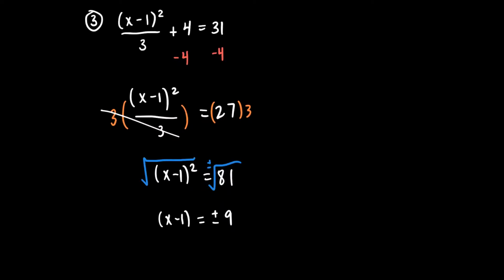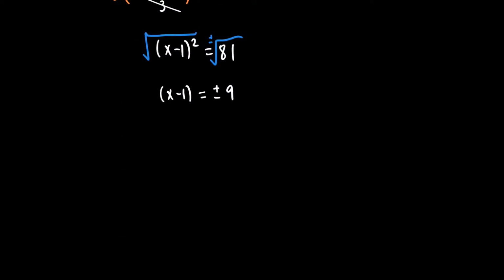And from here, we can add 1 to both sides. So let's scroll down a little bit here. So we'll add 1 to both sides. And so this will give us x is equal to plus or minus 9 plus 1. And by the way, please don't just add 1 and say, oh, it's plus or minus 10. That does not work.